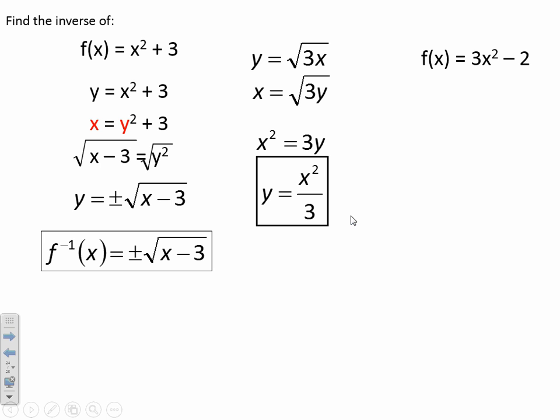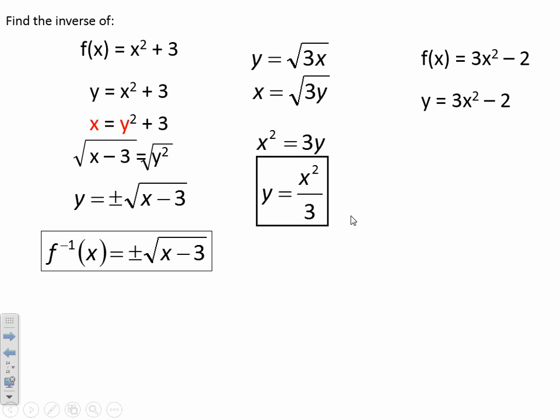f of x equals 3x squared minus 2. Pause the video now, try it on your own. When you come back, we'll go through the answer. All right, going to go through the answer. Replace f of x with y. y equals 3x squared minus 2.